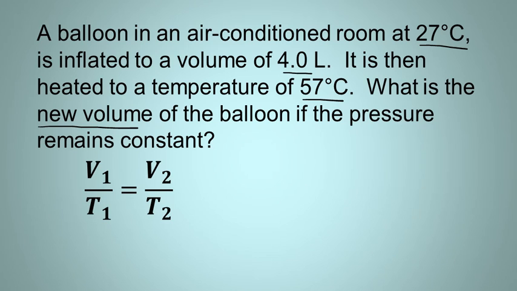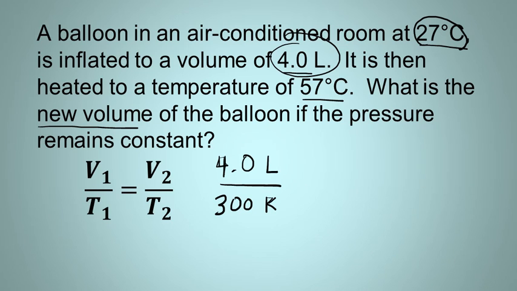So V1 is the starting volume. That's the 4.0 liters. And that's over T1, which is 27 degrees. But remember that we have to convert that to Kelvin. So 27 plus 273 is actually 300 kelvins.